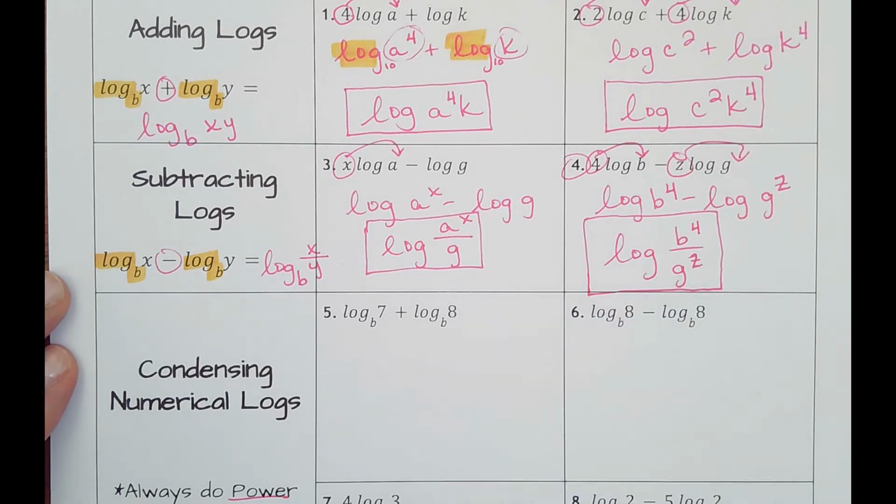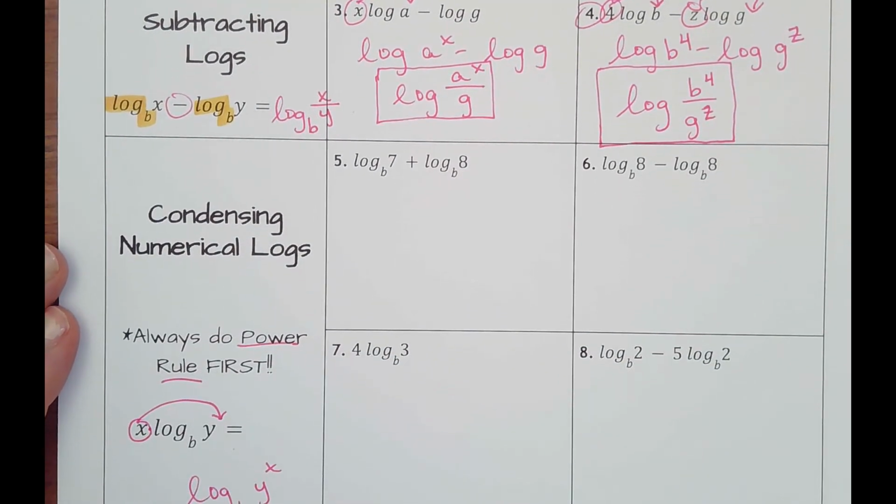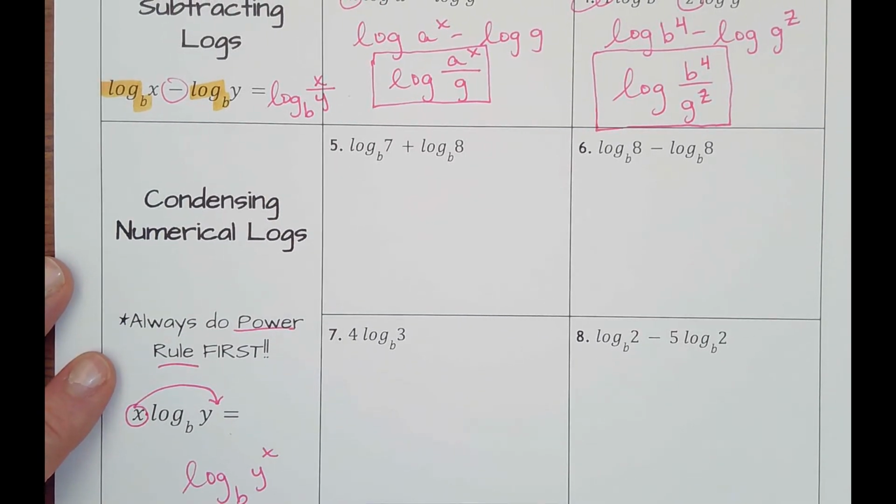You should get log of b to the 4th divided by g to the 7th. All right, in the last section, make sure you're doing the power rule first. That's what we've been doing, so just keep making sure you're doing that.